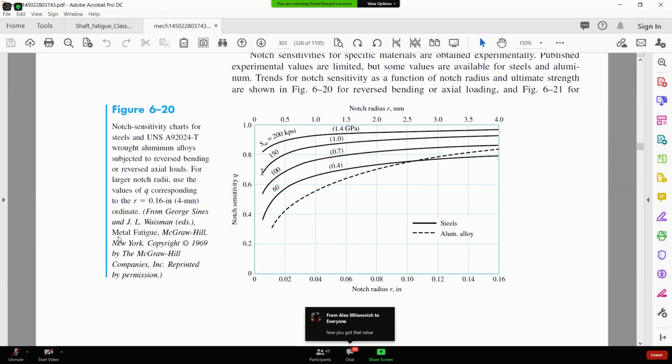The value of Q. Your notch radius is 2 millimeters because that's the radius of the fillet. So I have to come down this line here for the 2, and I have to hit the 0.3 gigapascals, but I don't have a 0.3 gigapascals curve. So basically I'm approximating that I'm going to have a curve for 0.3 that goes underneath the 0.4 curve. Do you see that?